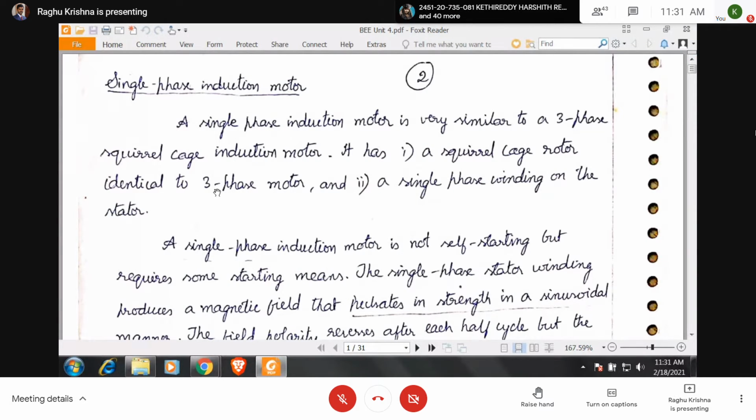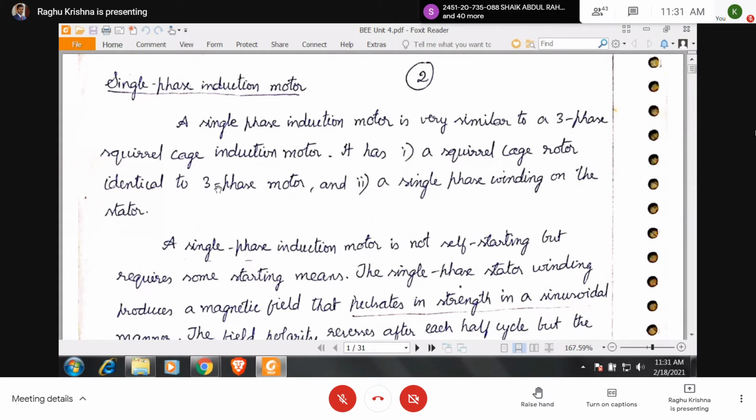Coming to the fourth unit, in the fourth unit you are going to study the single phase induction motor, DC motor and DC generator. So coming to the single phase induction motor.